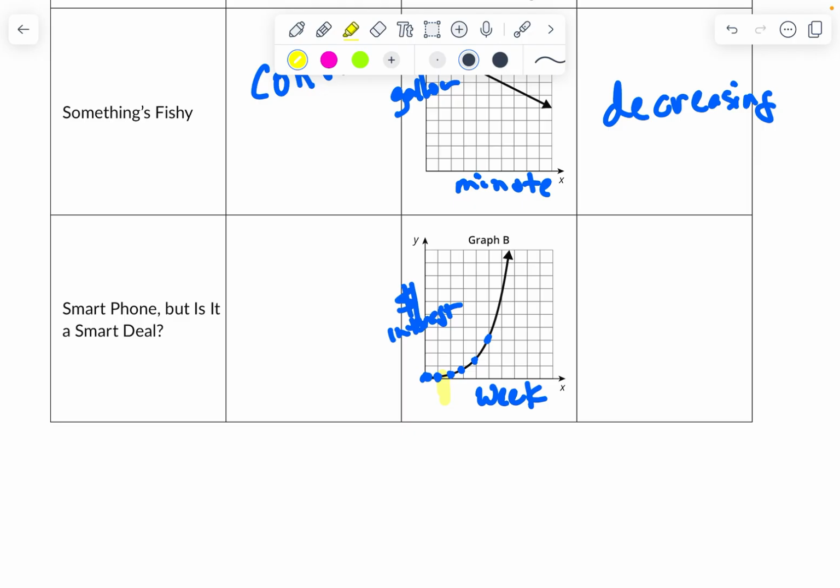Week 0, week 1, week 2, week 3, and so forth. So this should not be a continuous graph. This should really be discrete because you're never paying him middle of the week. It's not like you're standing there just constantly giving him money. And this is an increasing graph.